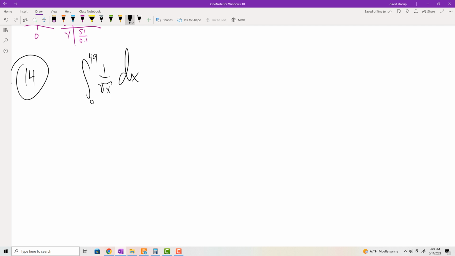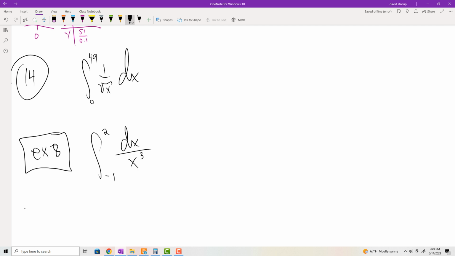Let's look at one that's a little bit different. So this is more akin to the double infinity type problems. So I have an integral from -1 to 2 of dx all over x cubed. Okay, so it's the interval from -1 to 2. And this function, one over x cubed, is discontinuous inside that interval, in particular at 0. There will be an asymptote. So in those cases, you need to split the integral at the discontinuity.